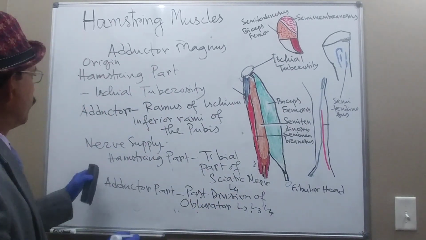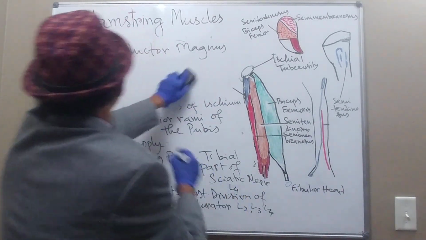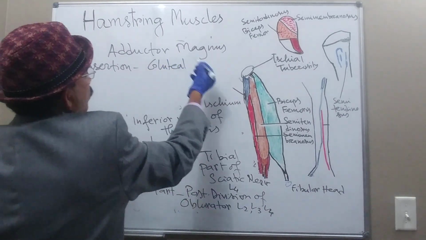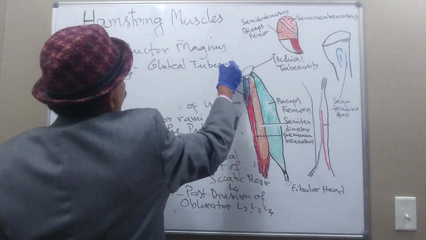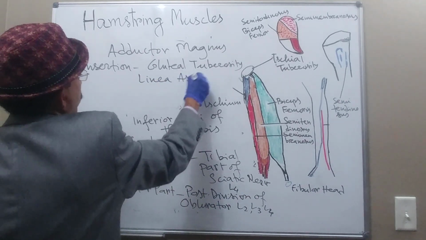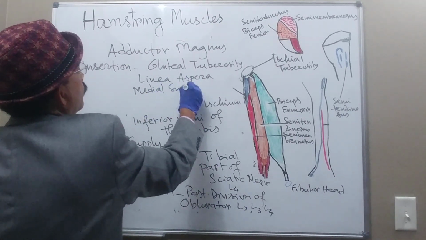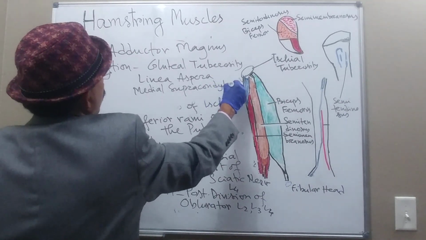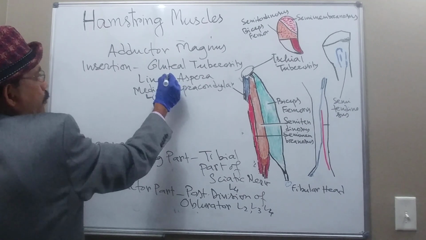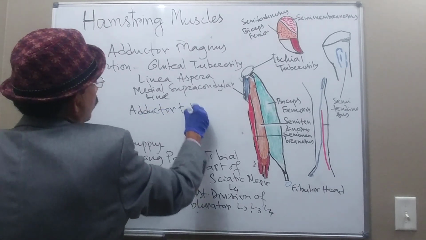Okay, we got the nerve supply, we got the origin. Now we go to the insertion of the adductor magnus. Very long insertion: the lower part of the gluteal tuberosity of the femur, then the linea aspera, then the medial supracondylar line. This is the adductor part insertion. The hamstring part inserts to the adductor tubercle.